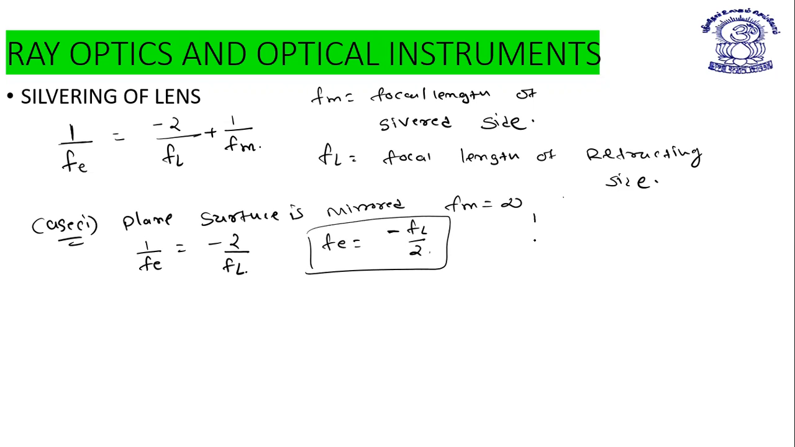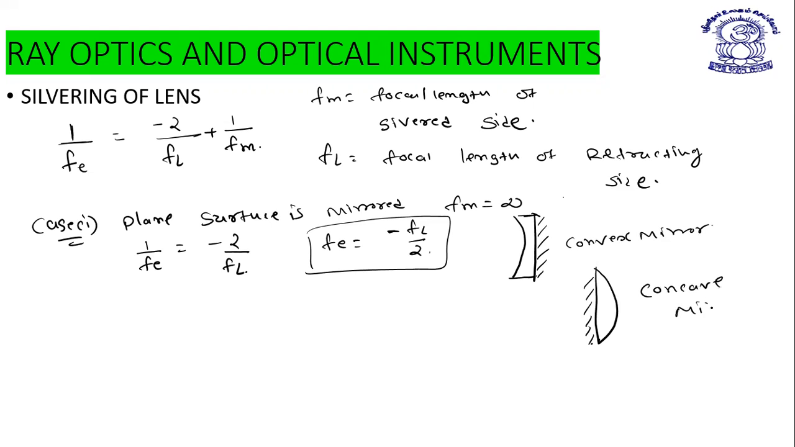A plano-concave lens, if silvered, will behave as a convex mirror, and a plano-convex lens, if silvered, will behave as a concave mirror.